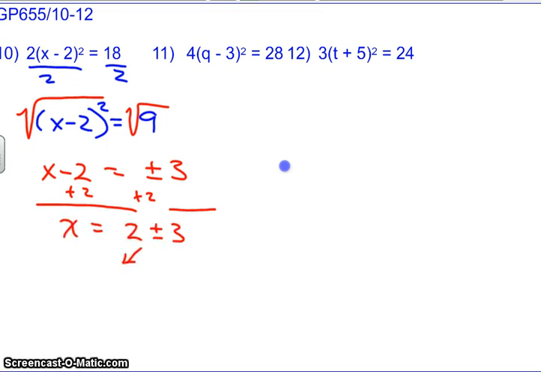Okay, so tell me our 2 values. What is 2 plus 3? 6. 2 plus 3. Or 2 minus 3? Negative 1.